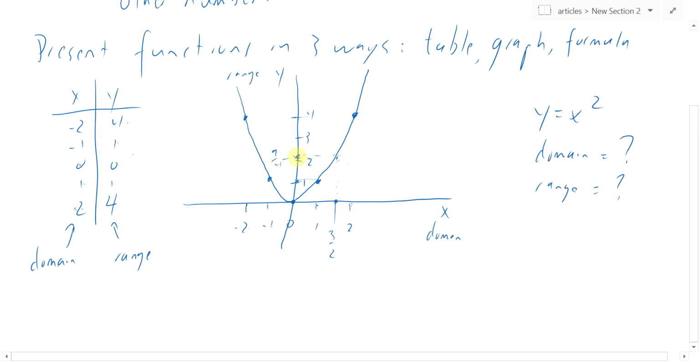So you can think about what the domain and the range are in terms of the graph. A number is in the domain if you put a vertical line through that x value and it intersects the graph.